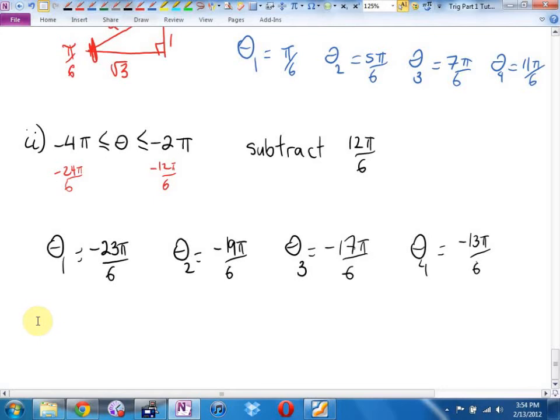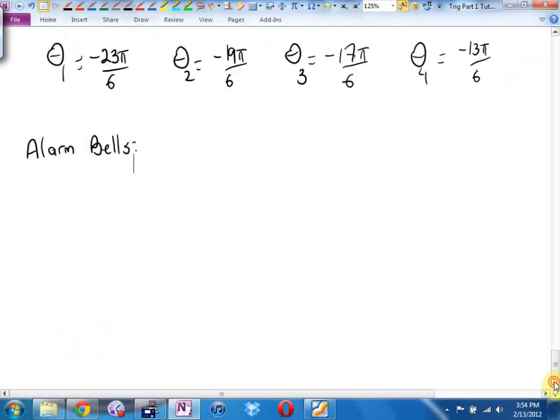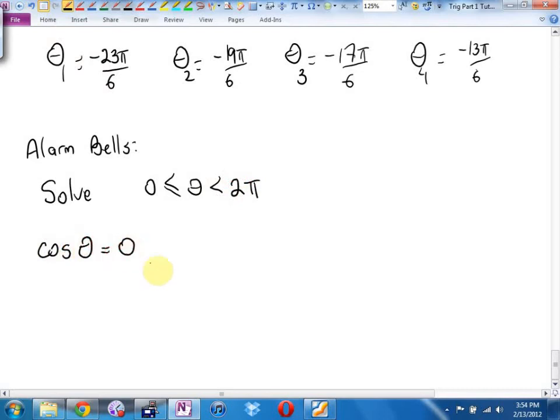And then the last thing is the alarm bells, the undefineds, or the ones, or the zeros. For example, solve: 0 less than or equal to theta less than 2 pi, cosine theta equals 0, or cotangent theta equals 0. Cos theta equals 0. See, the first issue is, is 0 positive or negative? The CAST rule doesn't work at all.